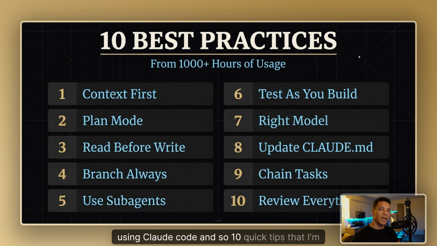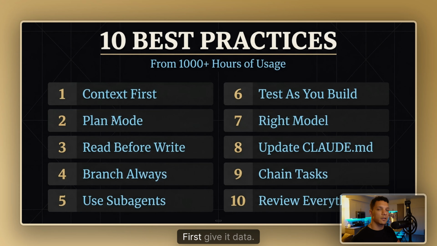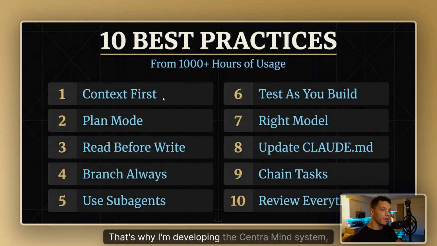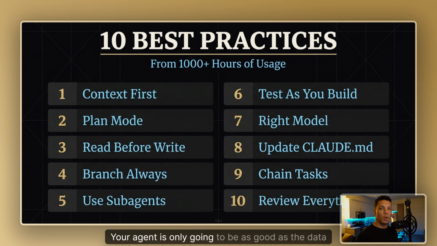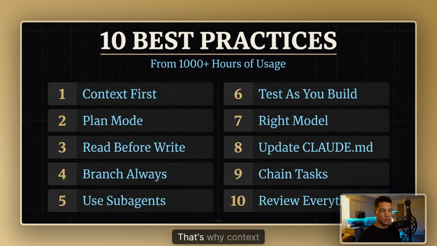And so 10 quick tips that I'm going to give you: context first. Give it data. That's why I'm developing the CentralMind system, which is my methodology of creating data networks and dynamic data. Your agent is only going to be as good as the data that it has. That's why context in the Claude.md file is important.